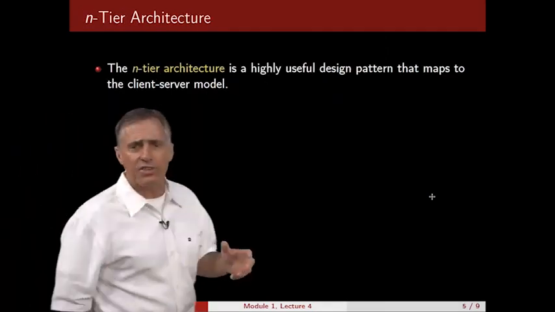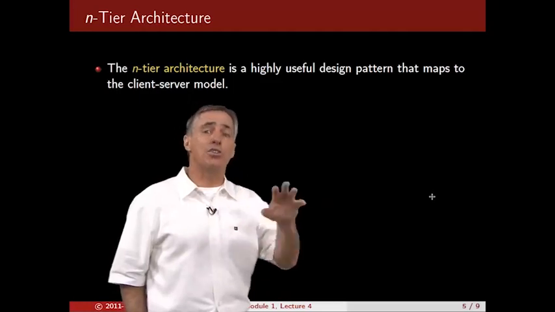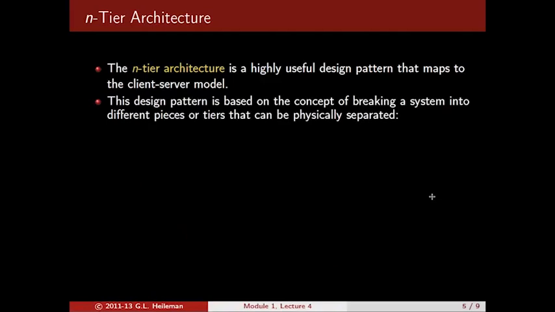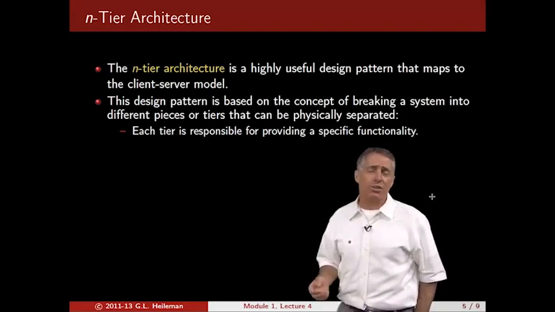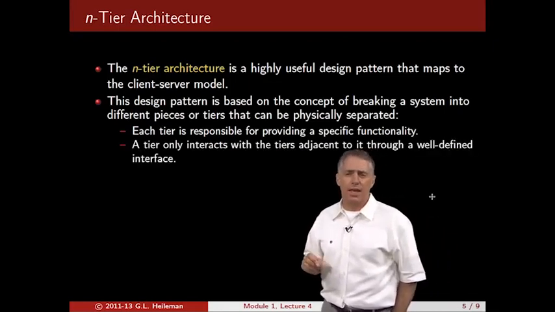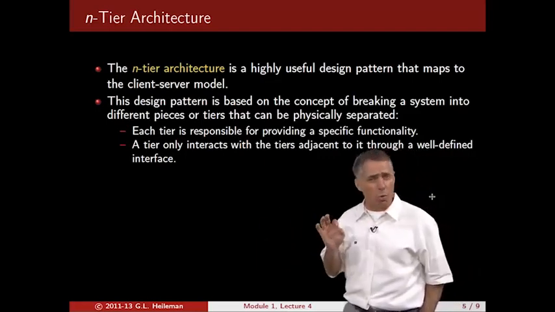The N-tier architecture is the first design pattern that we'll discuss. This design pattern is mapped on top of the client-server architecture that we've already discussed. This design pattern is based on this concept of breaking a system up into different pieces or tiers. This is where the name N-tier comes from. We're breaking it up into N different tiers that can be physically separated. So each tier in an N-tier architecture is responsible for providing a specific piece of functionality, and a tier should only interact with the tiers that are adjacent to it through a well-defined interface.